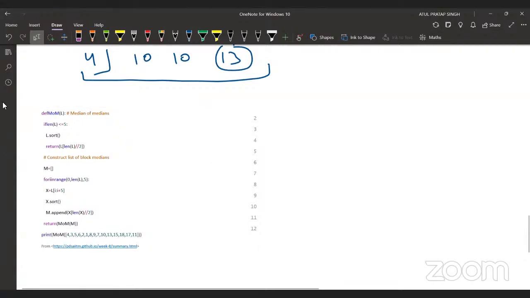So these are some elements. How many elements are there? 1, 2, 3, 4, 5, 6, 7, 8, 9, 10, 11, 12, 13, 14, 15. So total 15 elements. We take this as the input list L. If the total number of elements is less than 5, we perform the sort method, L dot sort, and directly return the middle element.